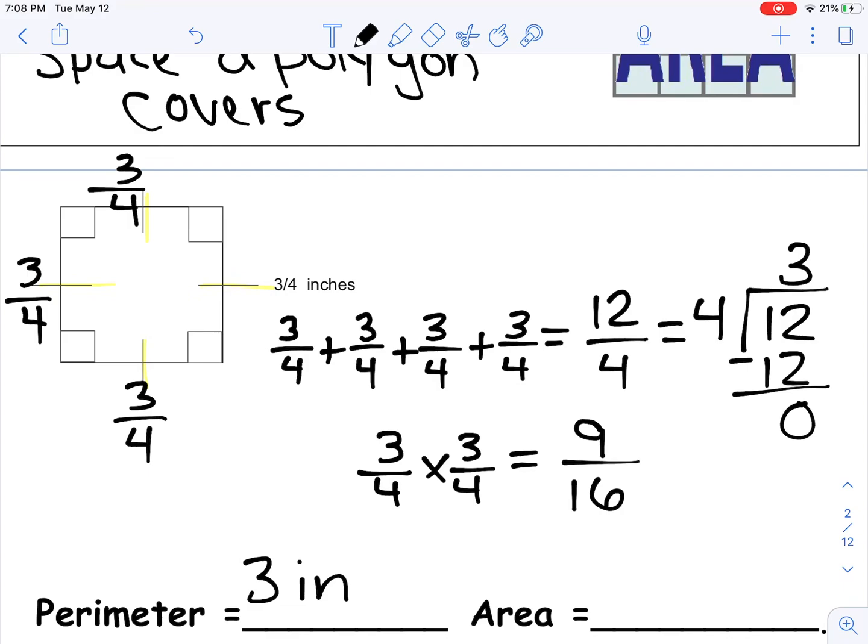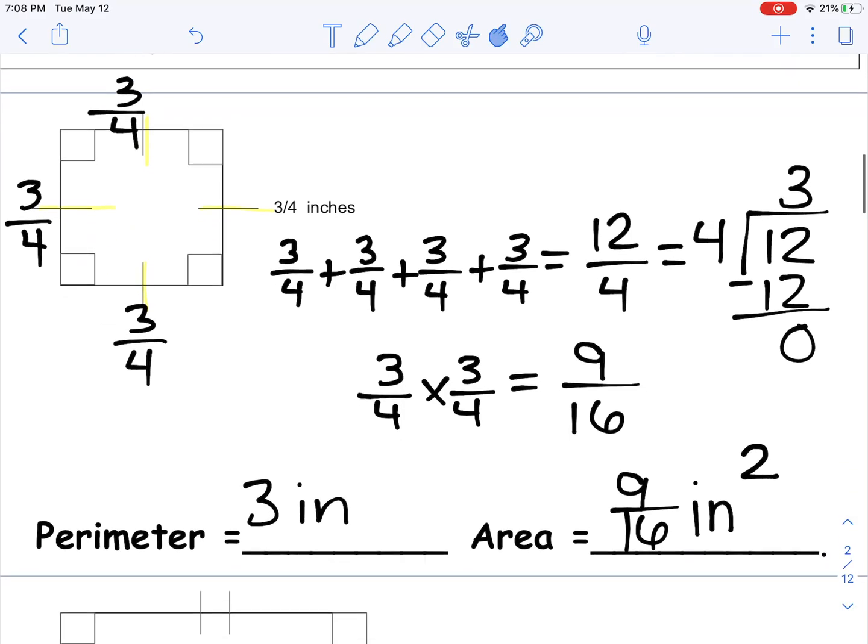And then you have to ask yourself, can you simplify? Do the numbers 9 and 16 have a greatest common factor besides 1? Think about 9. 1 times 9 is 9, and 3 times 3. So we know 1 works for 16. Does 9? 9, 8, nope. And does 3? No, because 3, 6, 9, 12, 15. So we know that that is then simplest form. 9 over 16 inches, and remember, when you're talking area, you're taking 2 dimensions, so we're going to square that.